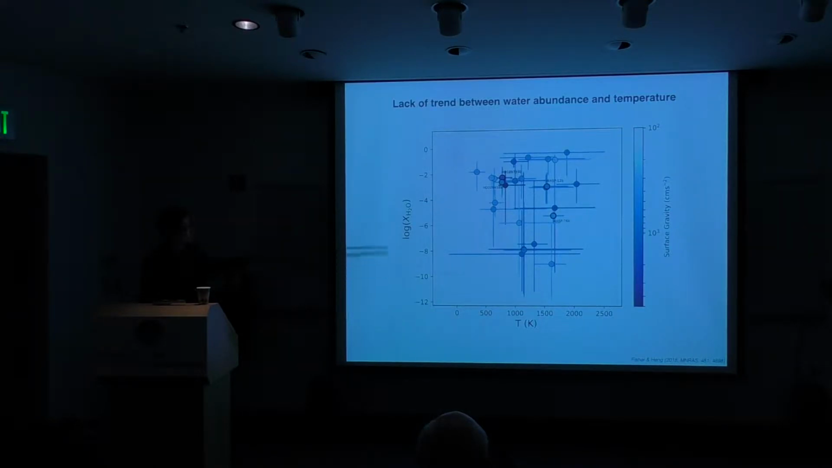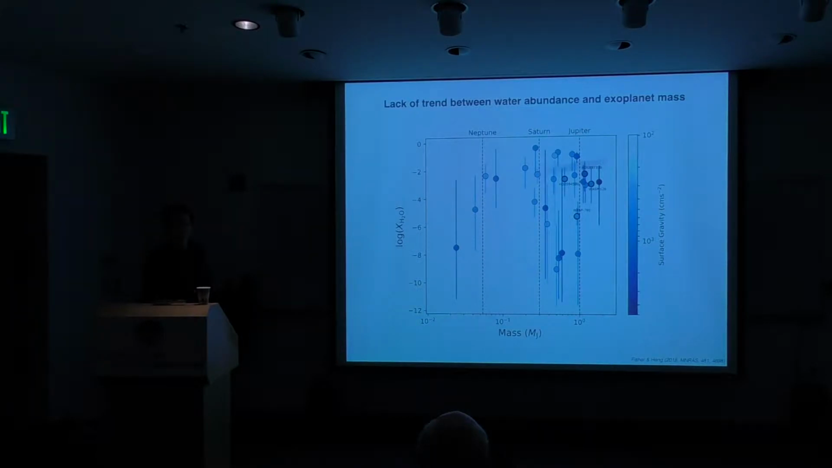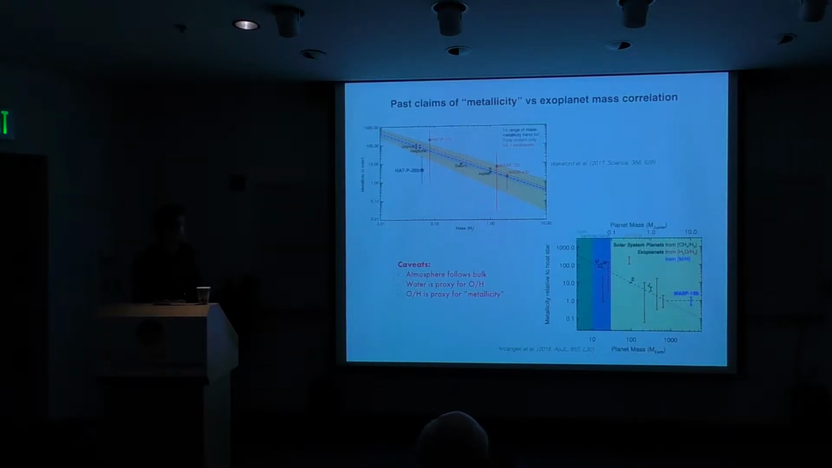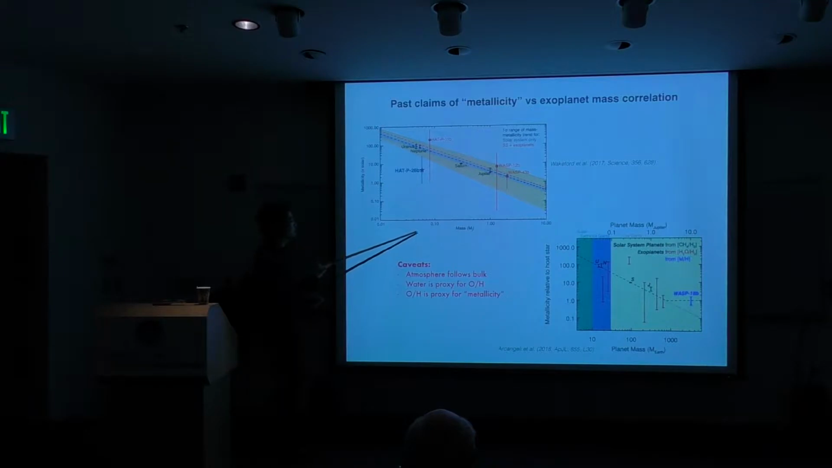Now, if you plot the water abundance not versus temperature, but versus mass, you also get something that looks like a scatter plot. At least I don't see a trend. And the reason why this is significant is because if you follow the literature on retrievals, you will see papers like these, right? Where on the vertical axis is the metallicity, whatever that means. And on the horizontal axis is the mass of the exoplanet.